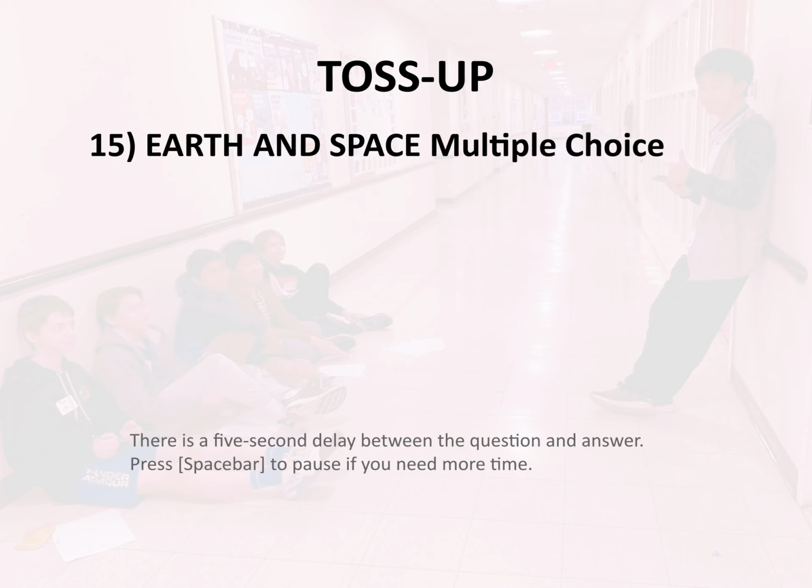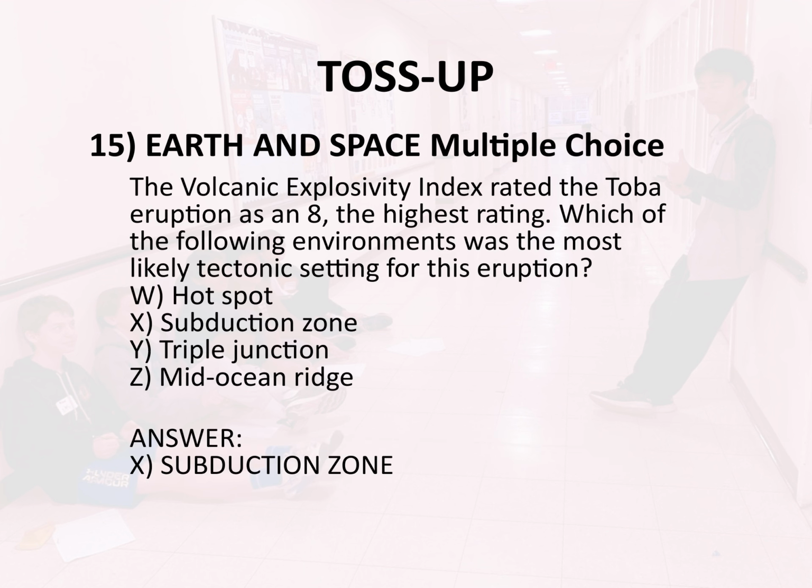Toss-up 15. Earth and space. Multiple choice. The volcanic explosivity index rated the Toba eruption as an 8, the highest rating. Which of the following environments was the most likely tectonic setting for this eruption? W. Hotspot. X. Subduction zone. Y. Triple junction. Z. Mid-ocean ridge. Answer. X. Subduction zone.